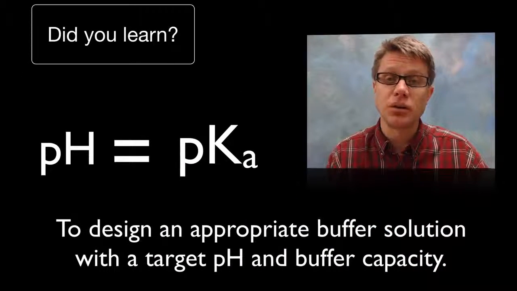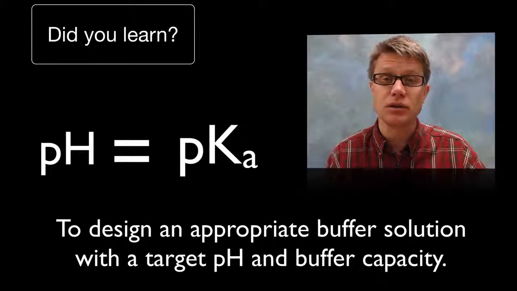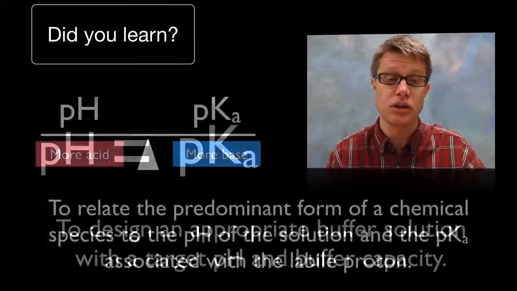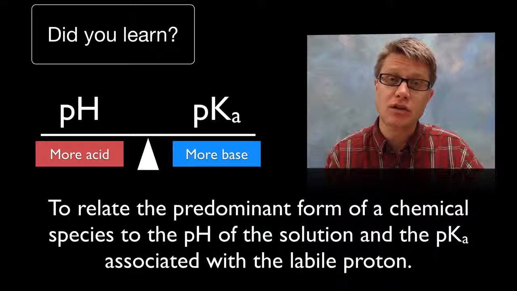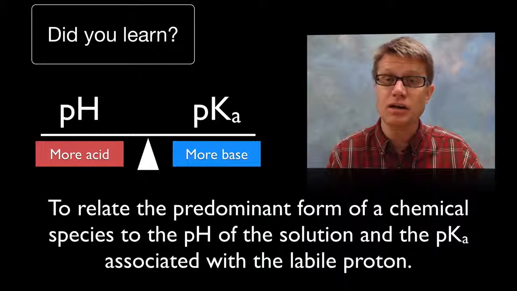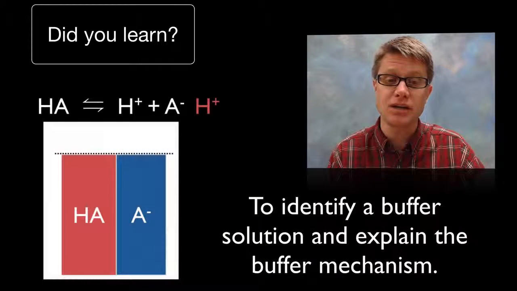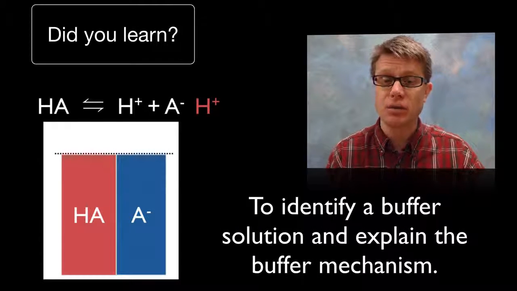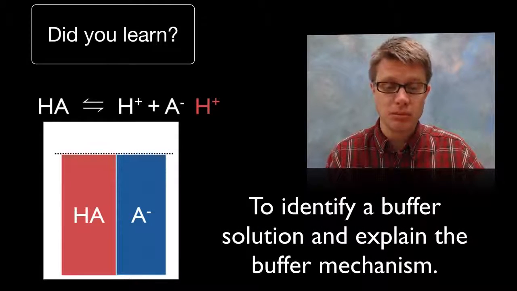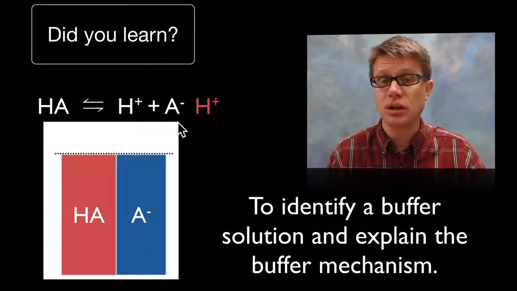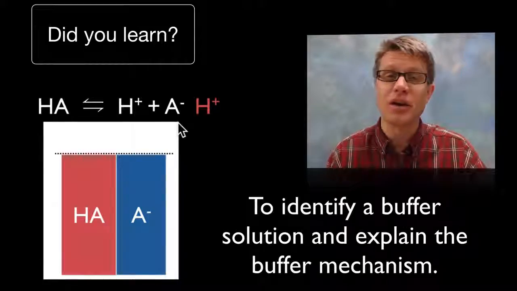And so did you learn that when we're creating a good buffer solution, we want to keep our pH and pKa values equal to each other? And did you learn that changes in the pH related to the pKa tells us if we're moving more towards the left, more of the acid, or more of the base? And then could you design a good buffer solution? Remember, what we've simply got is a weak acid on the left side and its conjugate base on the right side. I hope so, and I hope that was helpful.